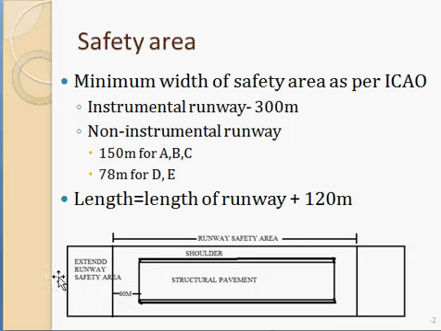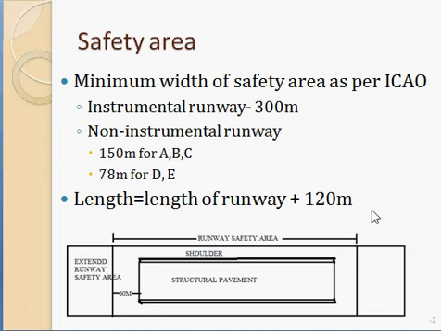Then you will be having an extended safety area also. So minimum you have to provide this much as the safety area, and it should be cleared of all obstruction. It should be well drained and it should be well graded. So structural pavement is there, and on the two sides you will be having shoulders. So the width will be equal to the width of the runway plus two shoulders, and if you are taking the length, it will be equal to length of the runway plus 60 plus 60, that is length of runway plus 120 meters.